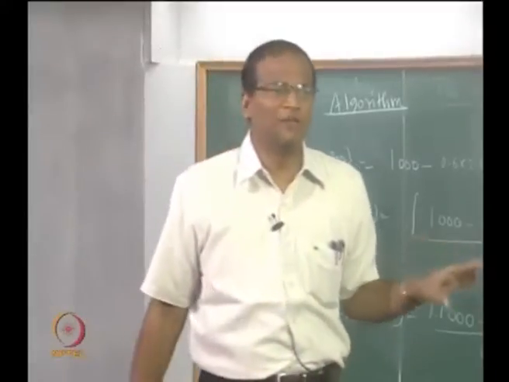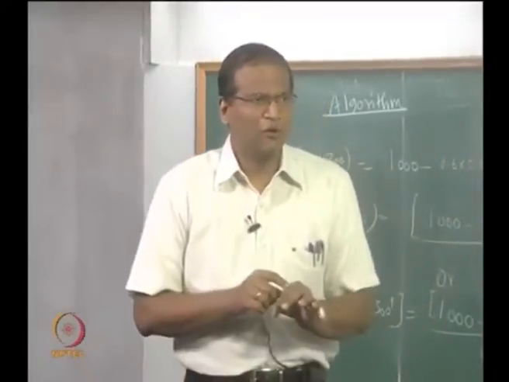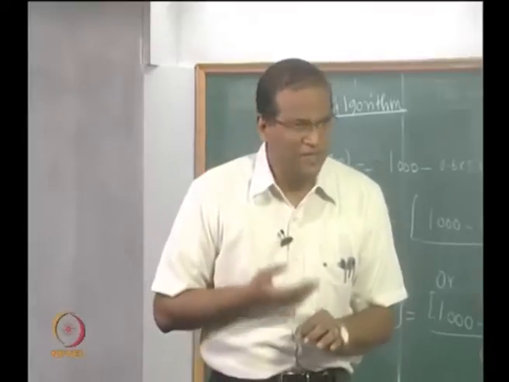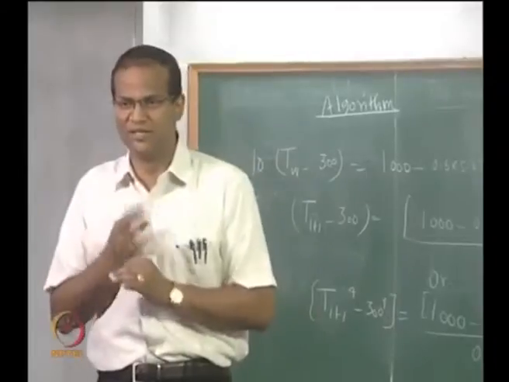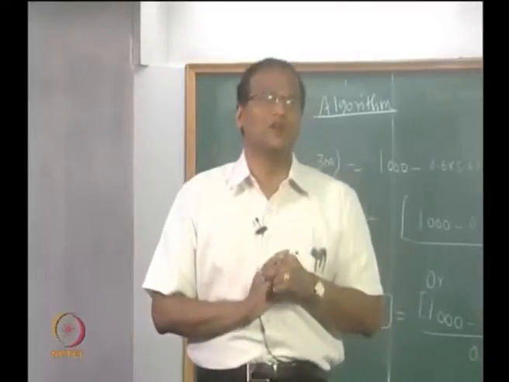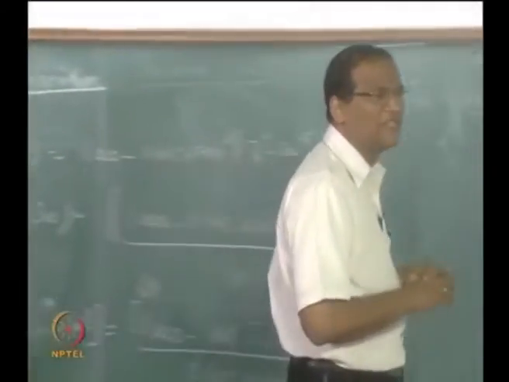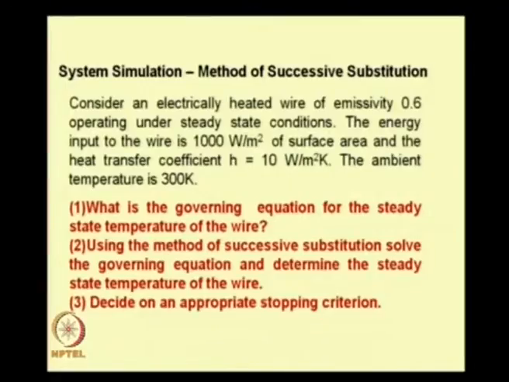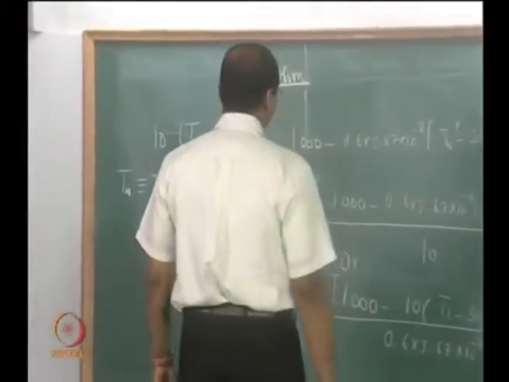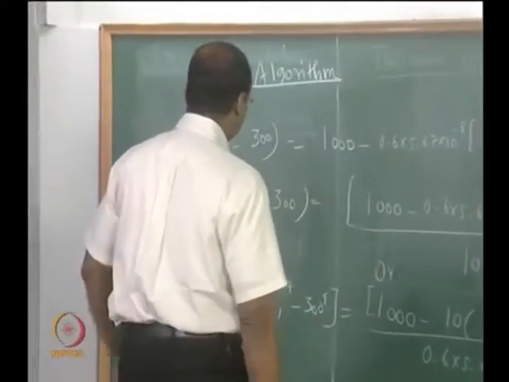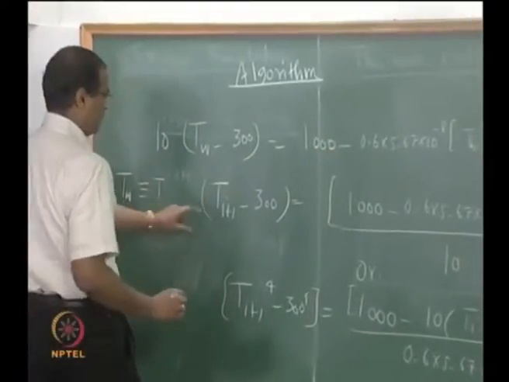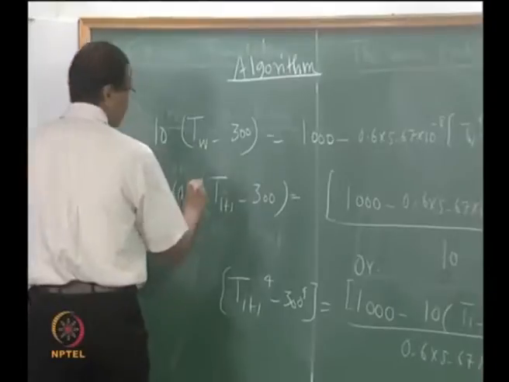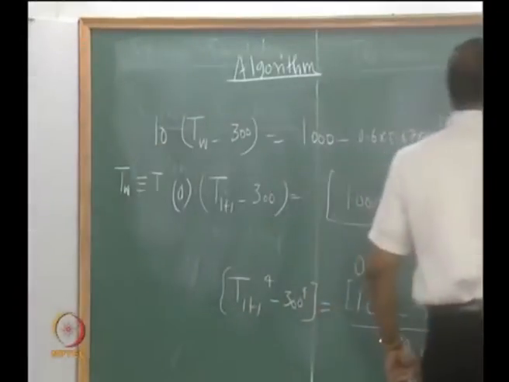If at all you get negative temperature, it is not because of the physics. 1000 watts per meter square is a reasonable flux, emissivity is reasonable, ambient temperature is reasonable, h is reasonable, therefore you should get a reasonable temperature as the answer. If you get an unphysical solution, that means the problem is not with the physics, but with your algorithm. Okay. So we can say that this is A, this is B.